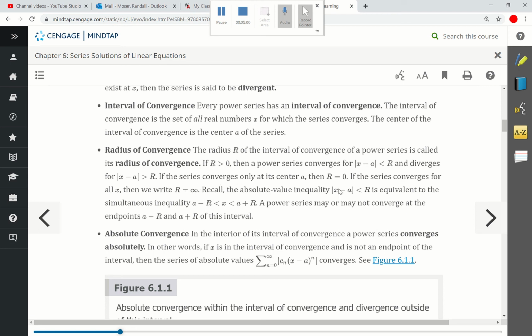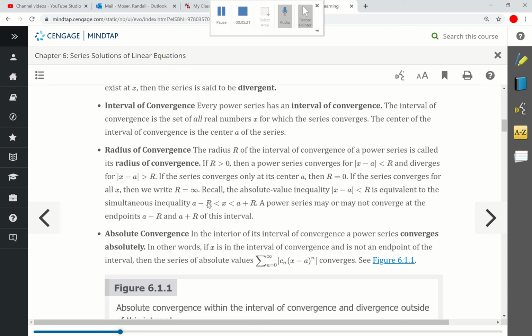We can recall that we can rewrite this absolute value inequality. This is the same thing as saying that x is between a minus r and a plus r. We always will need to check specifically whether or not we get convergence at the endpoints of this interval. So a power series may or may not converge at the endpoints.